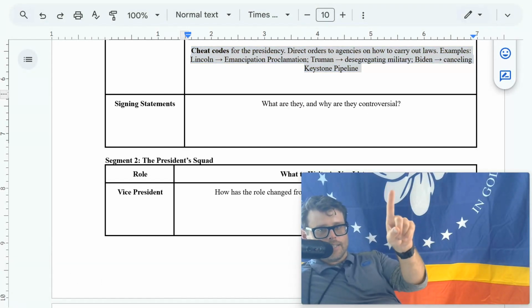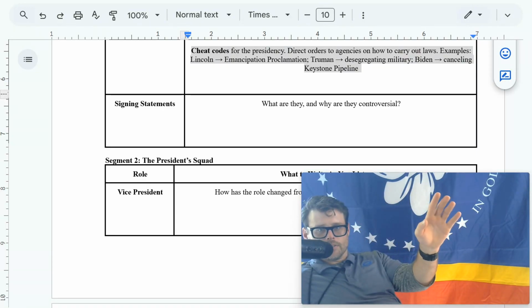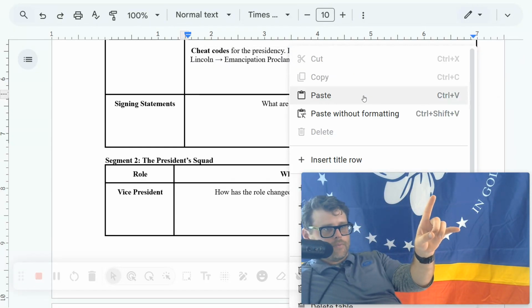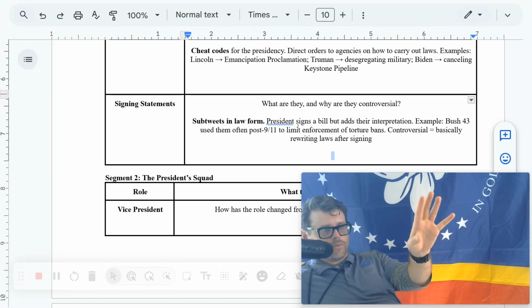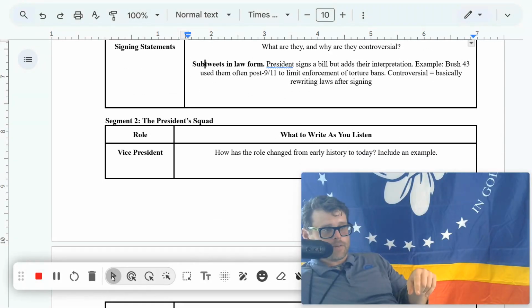And then signing statement. Let's go ahead and get that one, right? Signing statement for you guys. Paste it in there for you from my answer key here, right? This is what I would put. Something like this, right? Pause it. Moving on to segment 2 now.